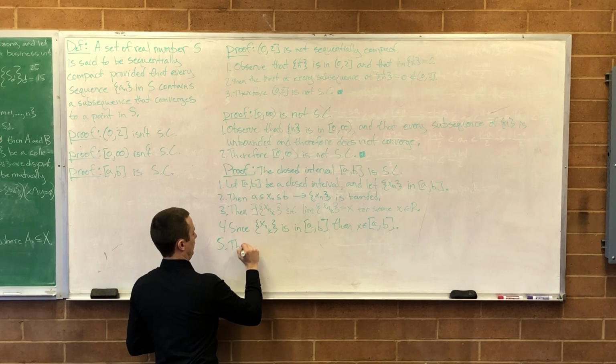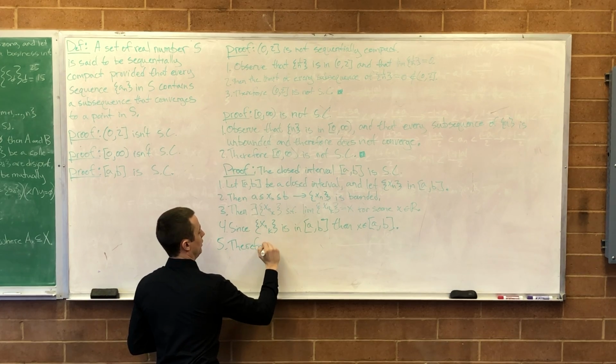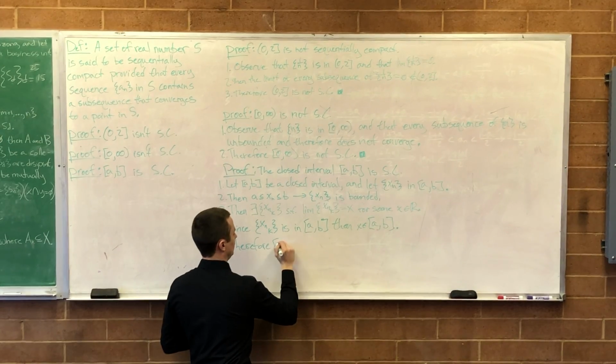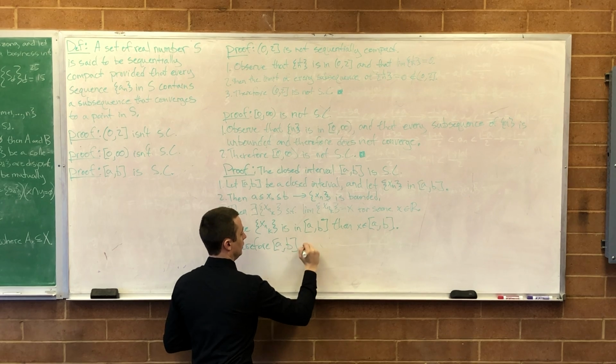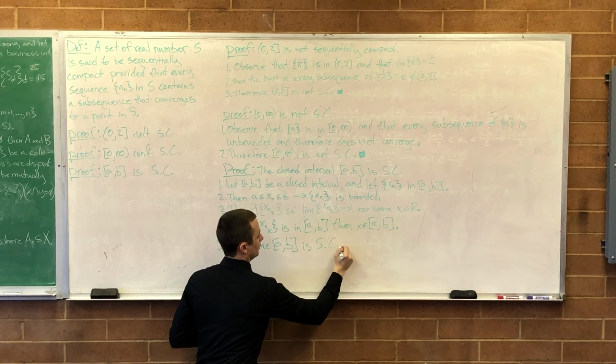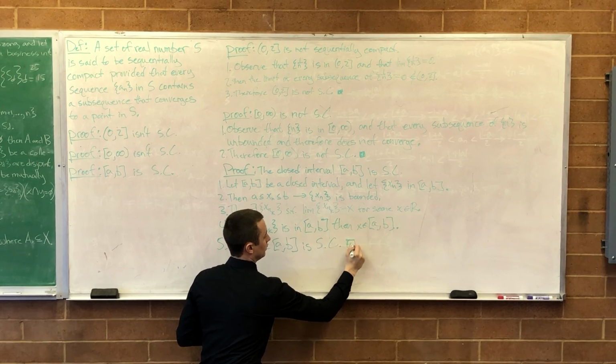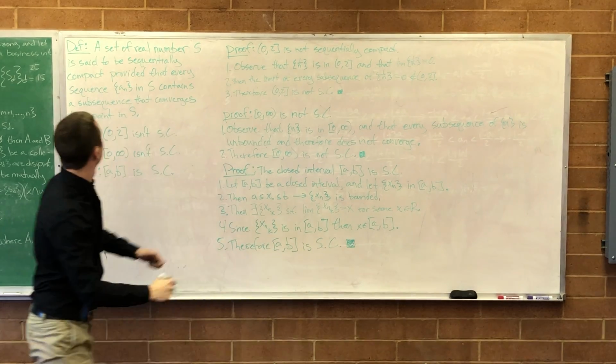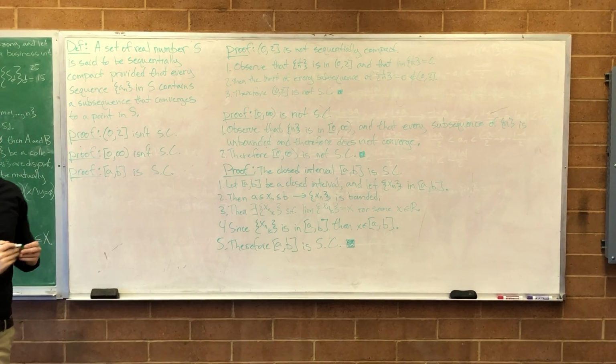5. Therefore, AB is sequentially compact. And we're done. And that's the end of 2.4, and that's the end of the chapter.